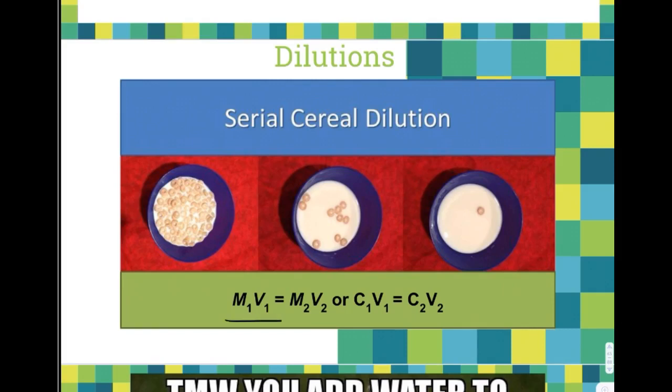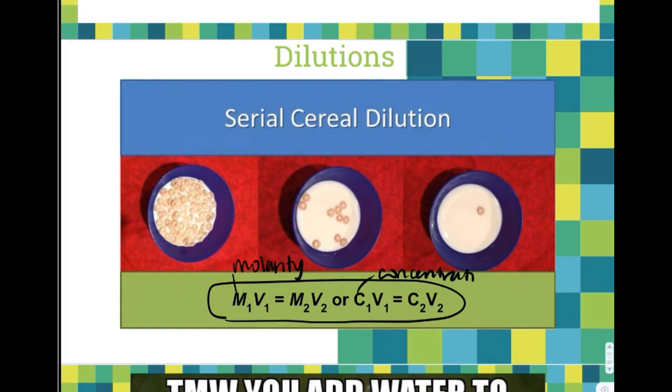You have two equations for dilutions. They're essentially all the same equation, but I want you to know that you may see it in both ways. M stands for the molarity, and C stands for concentration. And molarity is a concentration. So you can just think about using the C1V1. I will use M1V1 by default.